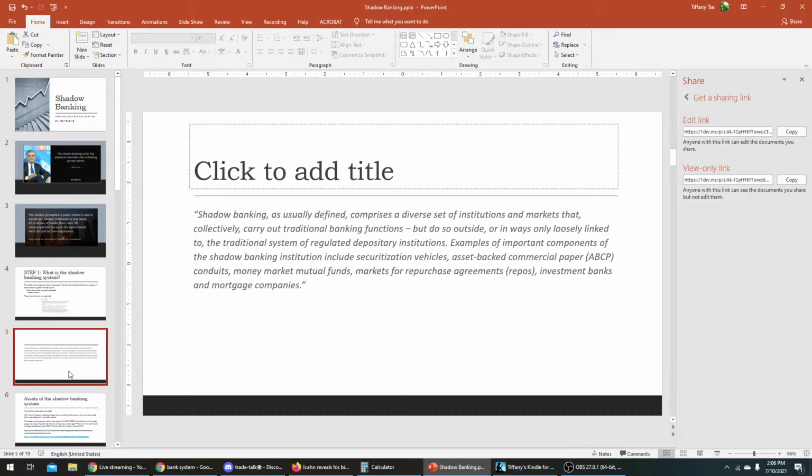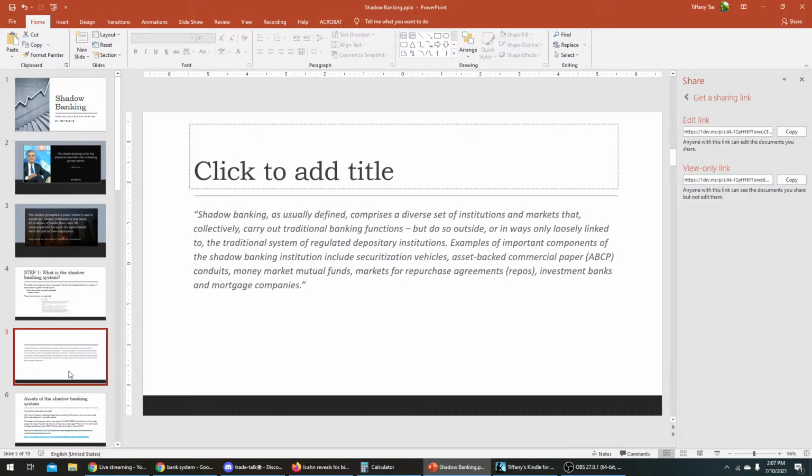Here's another definition of the shadow banking system. The shadow banking system is usually defined as a set of institutions that carry out traditional banking functions, but they aren't regulated, and certain people like that. That's why Bitcoin was created, to serve all these people that were unbanked. As for the shadow banking system, you bet they're probably in it right now to hide their money.